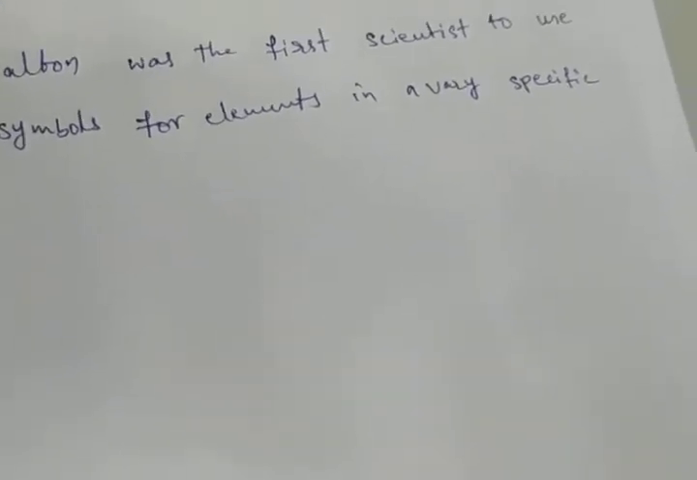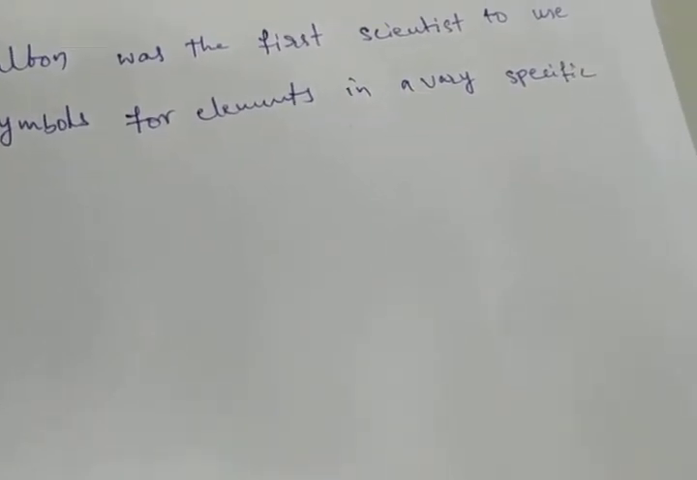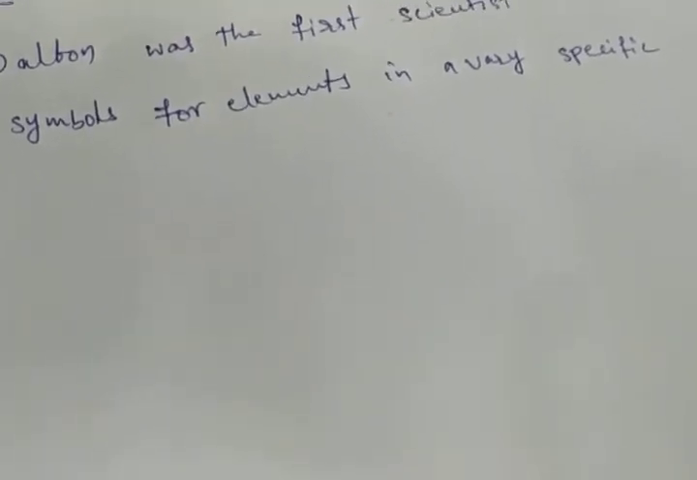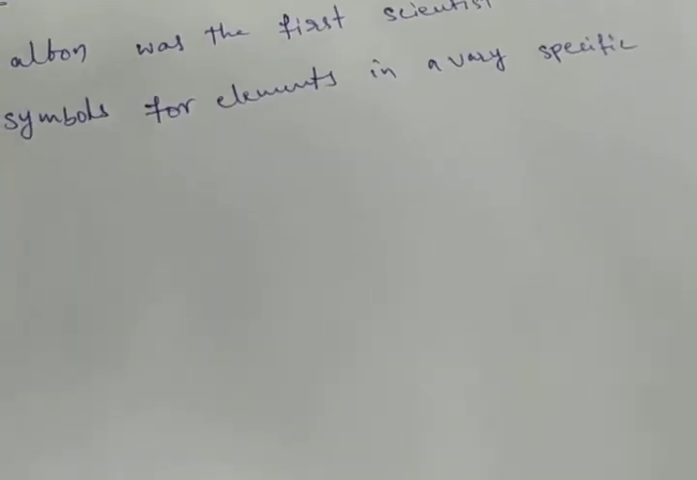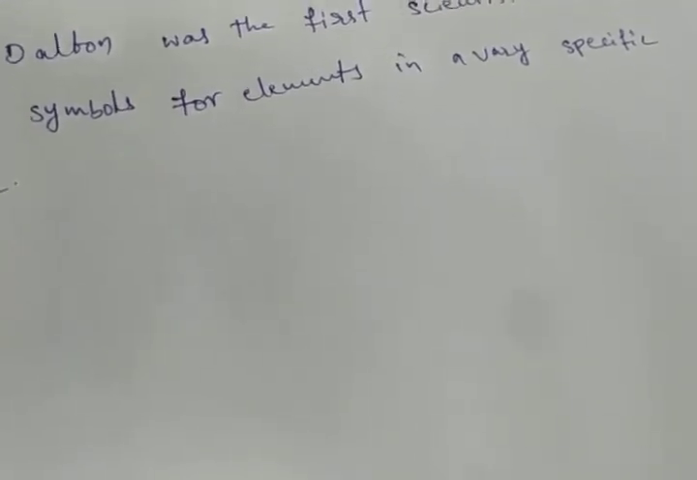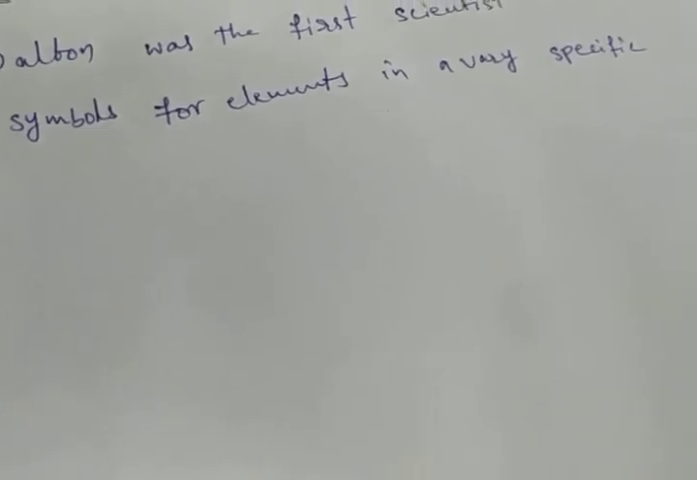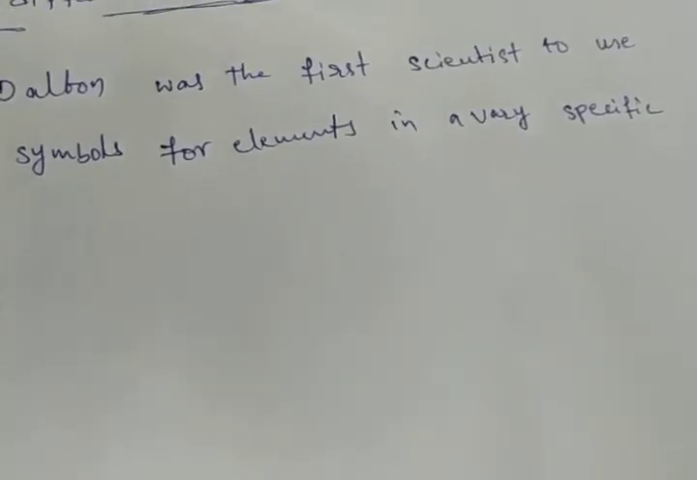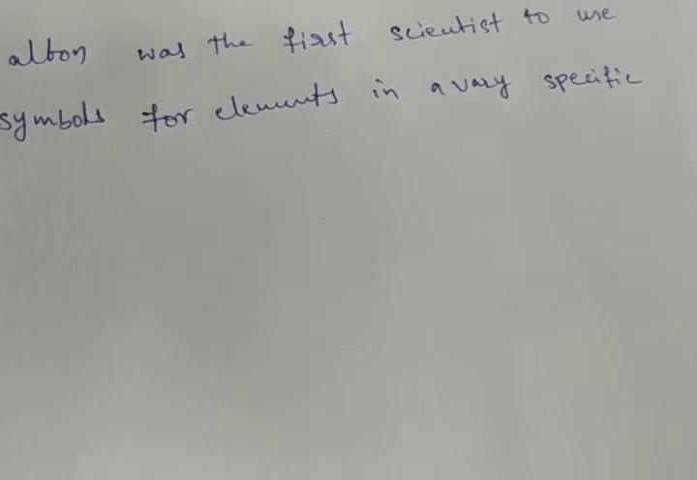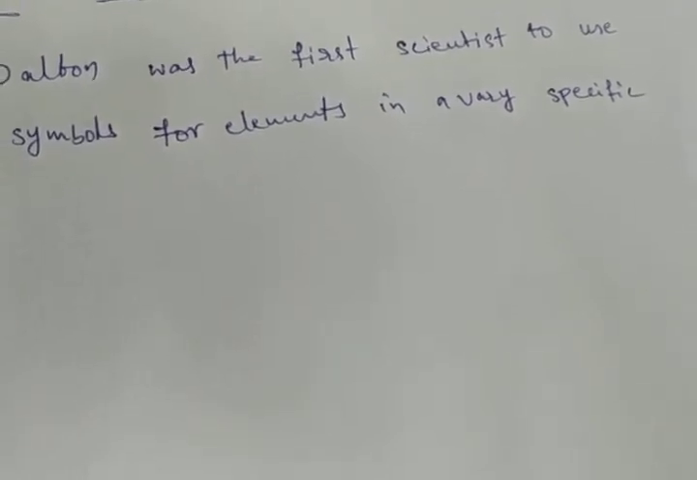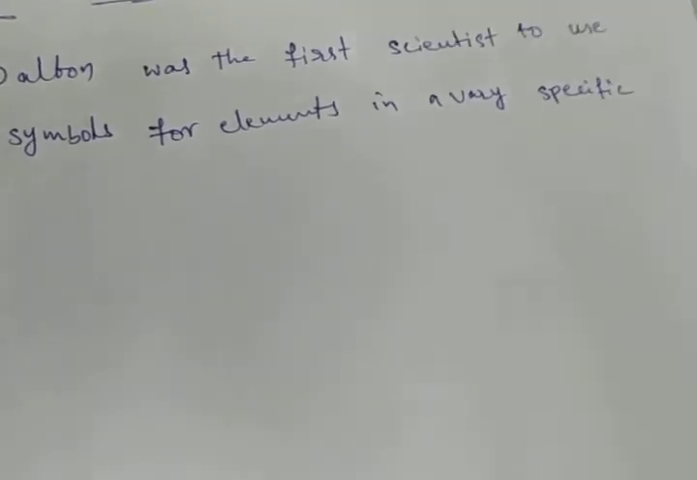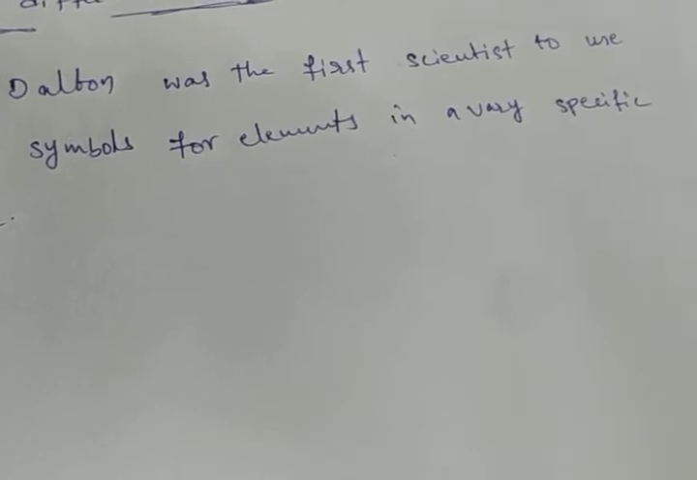But Berzelius suggested that the symbols of elements be made from one or two letters of the name of the element. Dalton gave different symbols, and Berzelius suggested one or two letters, the first letter or second letter of the element. For example, hydrogen, first letter H. Carbon, spelled C-A-R-B-O-N, first letter C. Carbon C, hydrogen H, oxygen O, these were given by Berzelius.